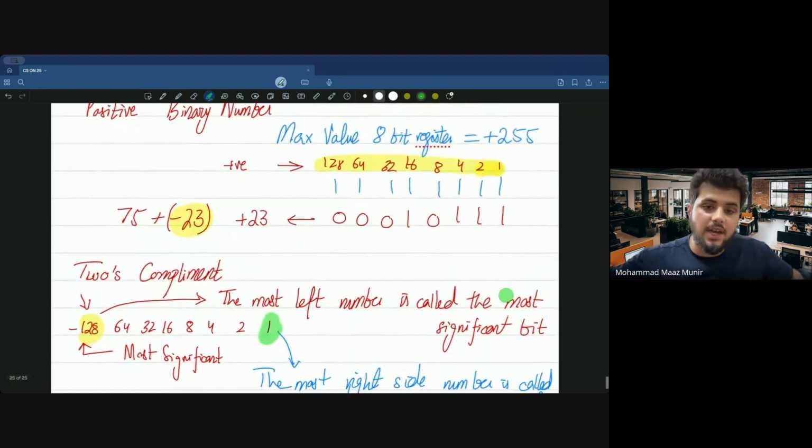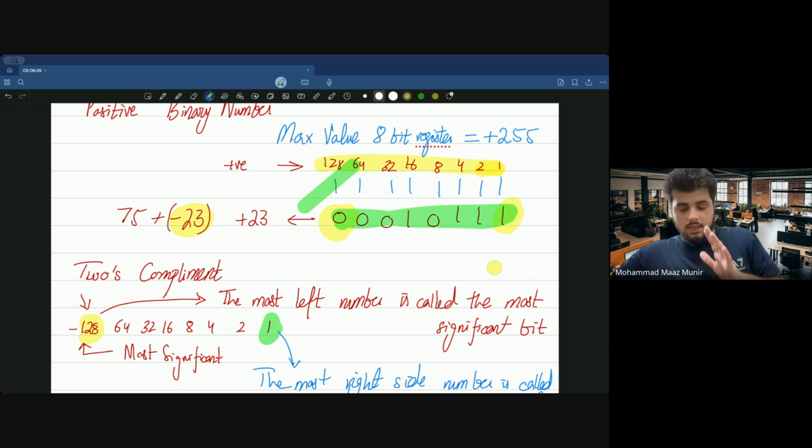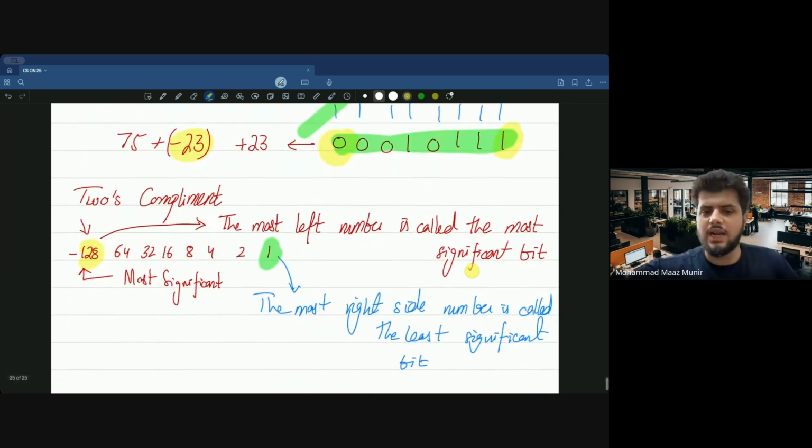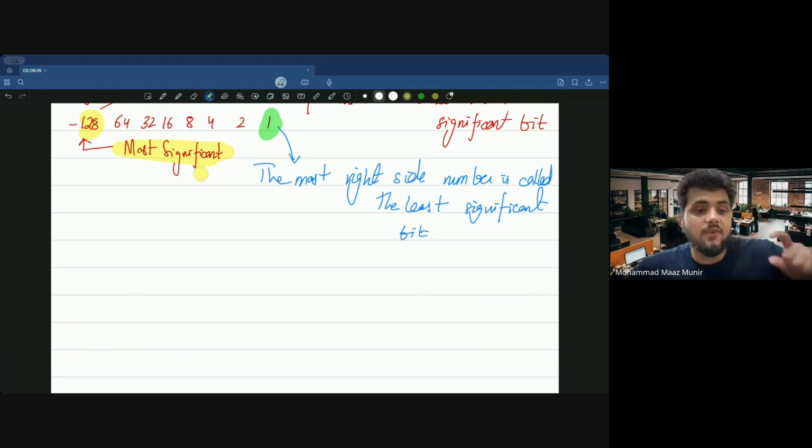Now if I look at this binary number, let's say this number 9, the most significant bit is going to be this one, the most left-hand side, and this one is going to be the least significant one. So it's important to understand this, but perhaps leave it. We will discuss that in a question later on. I should not be confusing you. Now, coming to the main concept, the most left-hand side number is known as the most significant bit, right?